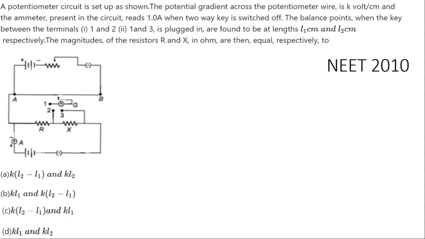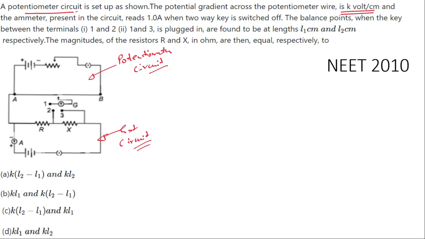The question says there is a potentiometer circuit. Now this is the potentiometer circuit and this is the external circuit. You should figure this out first. It says the potential gradient is k volt per centimeter. We already know what potential gradient is. We have studied in our concept video.